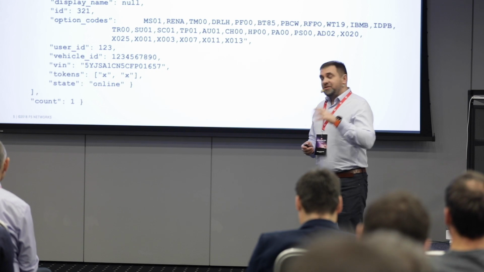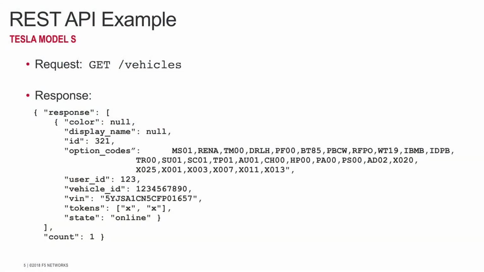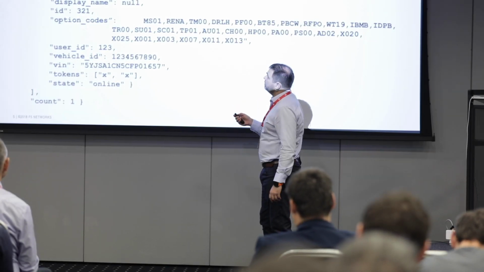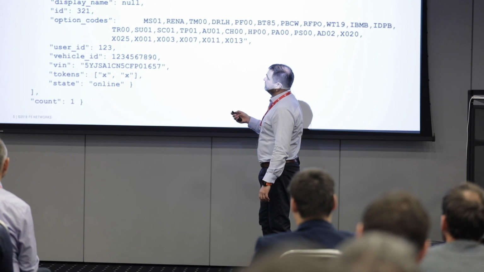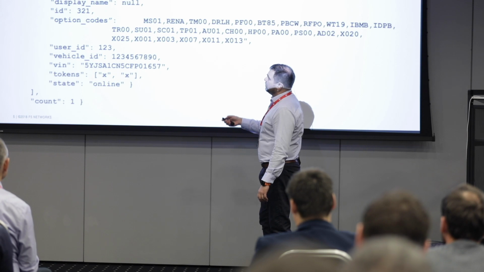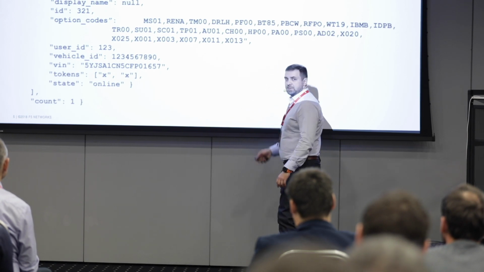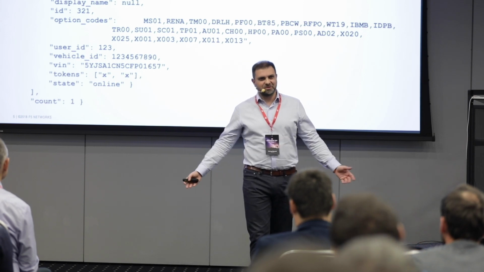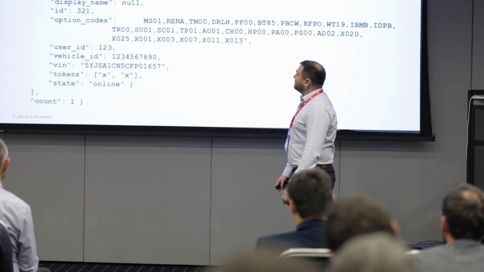So let's go a little bit further into the details of REST API calls. I chose the example of Tesla. If you go to the Tesla webpage and send a REST API call, which will be a GET, because this is an HTTP command, GET /vehicles, you will probably see something like that, yes, if you have a Tesla. If you don't have one, you will not see this response.